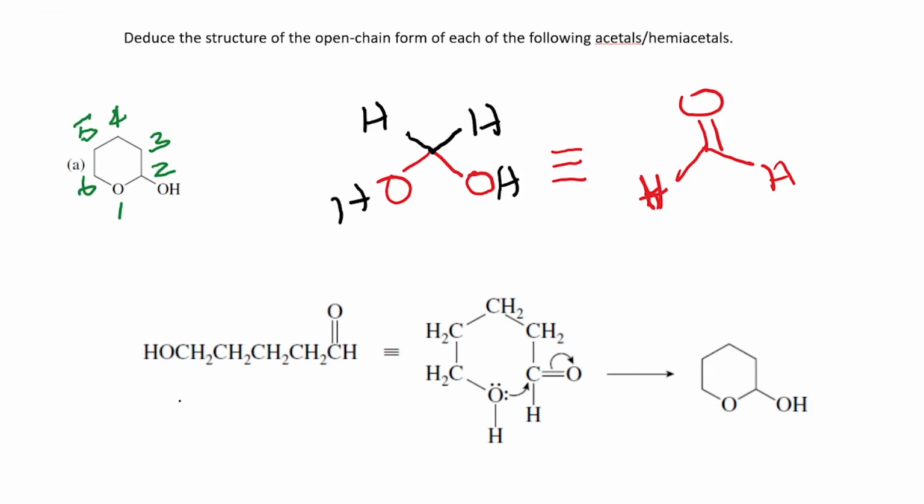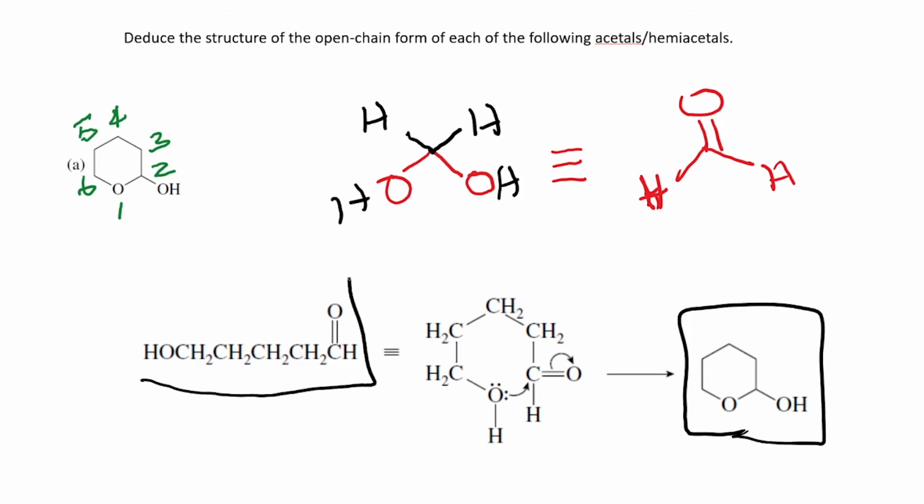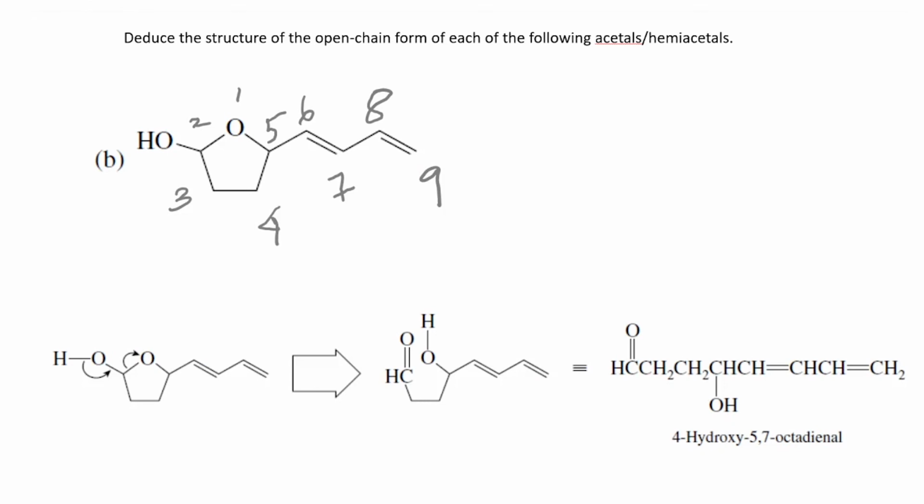So the way we would understand this is that if you draw out this aldehyde with an alcohol, then if you push arrows in the following way, you would get this structure over here. So therefore, the open chain form is this, right? Now along the same lines, we can solve the next problem.